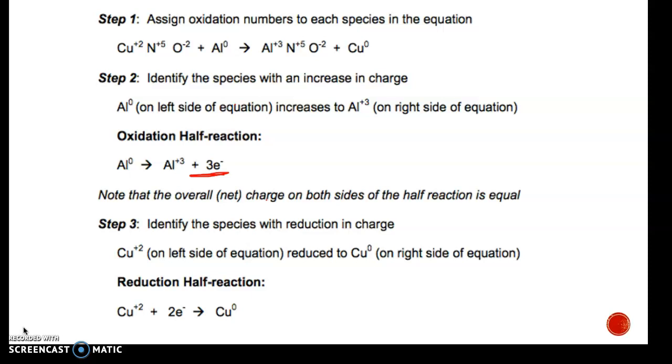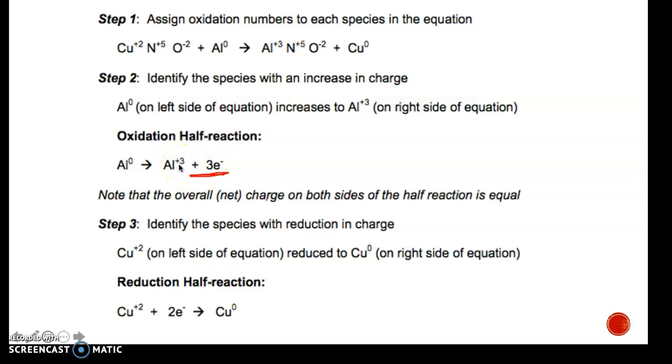Once you assign oxidation numbers, to write the half reaction for oxidation, you're going to go from left to right, and you're going to write what you see on your reactant side and what you see on your product side. And then you'll add in how many electrons were involved for you to get from your reactants to your product. Now, the one hint I have to say is that your electron should always be on the side that has an oxidation state.